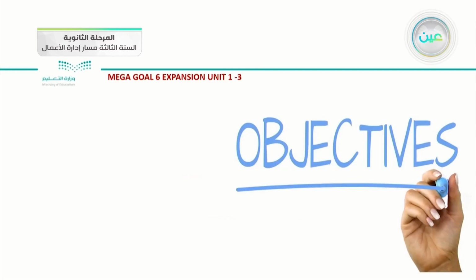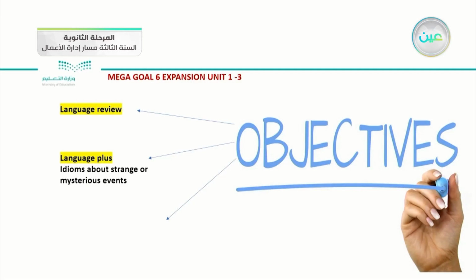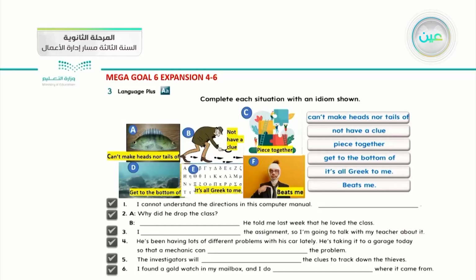Okay, are you ready to begin our objectives for today? Let us discuss it. Number 1, we have a language review. Number 2, we have a language plus, idioms about the strange or mysterious events. And number 3, writing. Write an essay about unexplained mystery. Okay, let's begin.